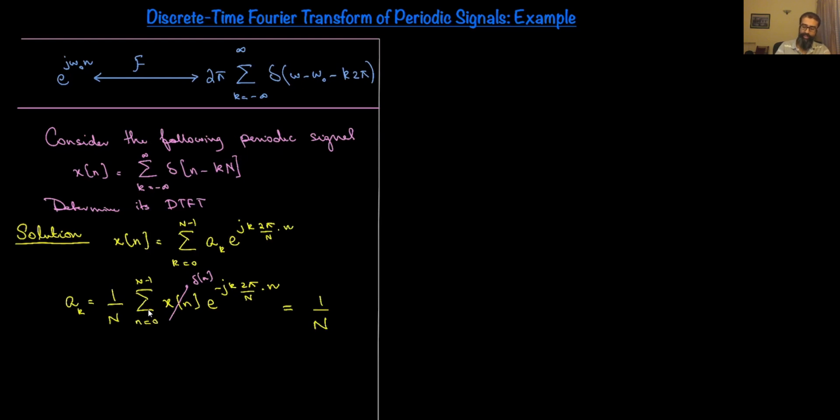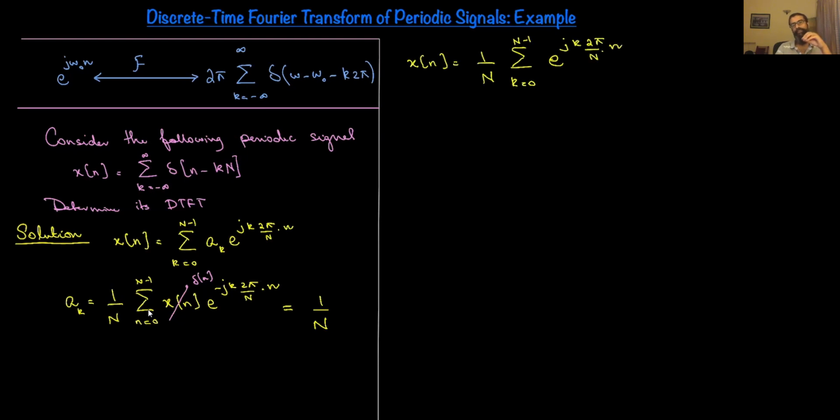So our conclusion, therefore, is that the train of impulses can actually be represented in its Fourier series form as a simple sum of complex exponentials. This is 1 upon N. All of the Fourier series coefficients are the same, and this is summation from k equals 0 to capital N minus 1, and then e raised to power j k 2 pi by capital N times small n.